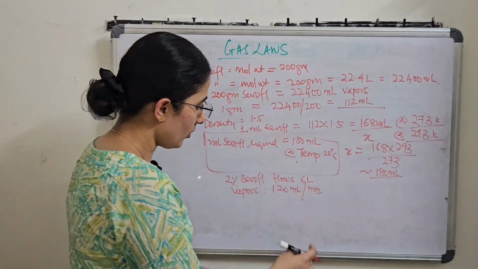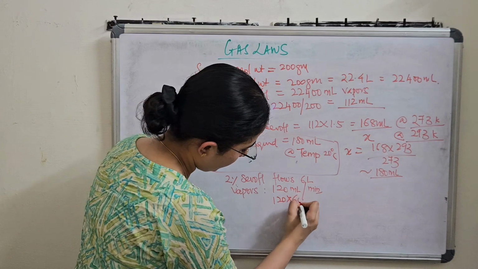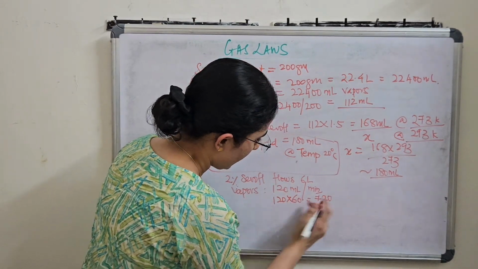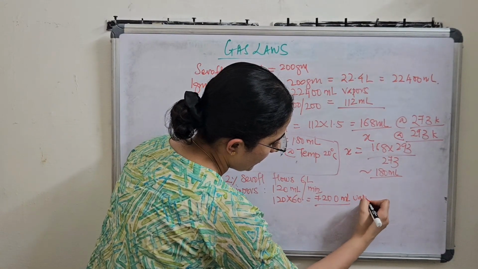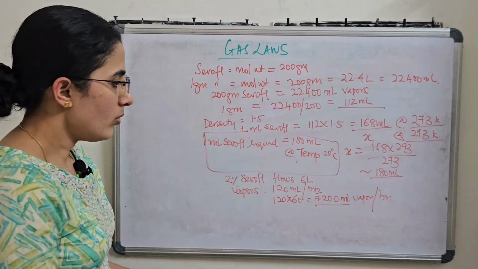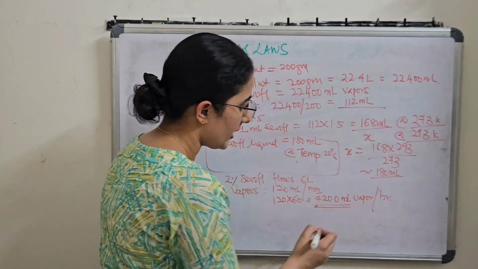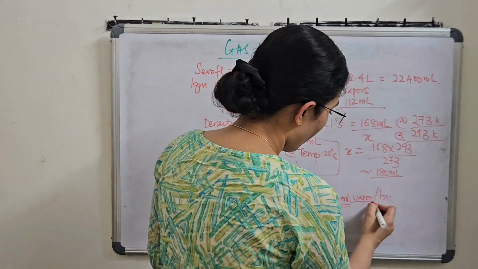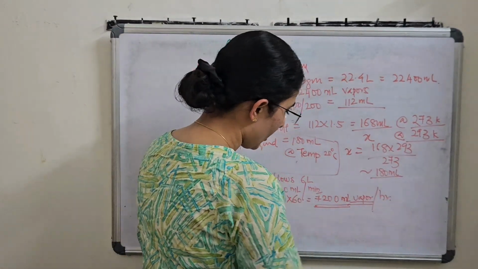So if we have to convert it into hours, it will be 120 times 60, which is 7,200 ml of this vapor per hour. Now, 7,200 ml of vapor per hour means how many ml of liquid?